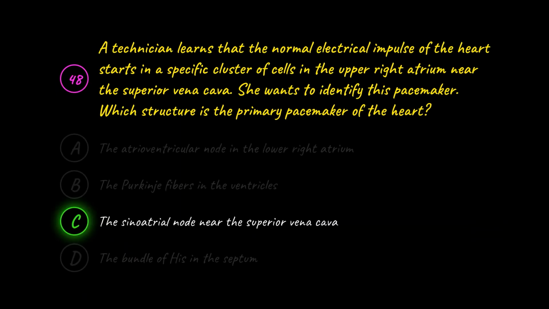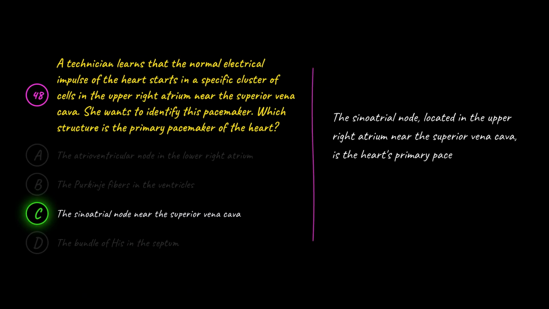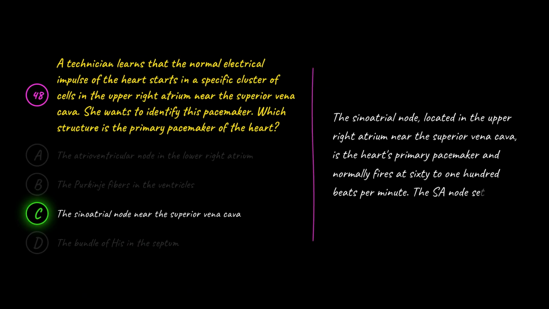The correct answer is C. The sinoatrial node near the superior vena cava. C is correct because the sinoatrial node, located in the upper right atrium near the superior vena cava, is the heart's primary pacemaker and normally fires at 60 to 100 beats per minute. The SA node sets the pace for the conduction sequence.